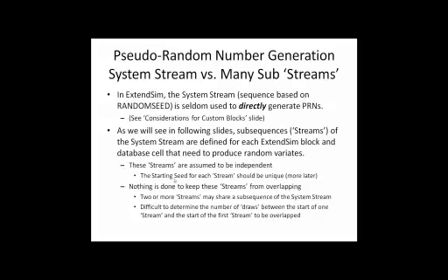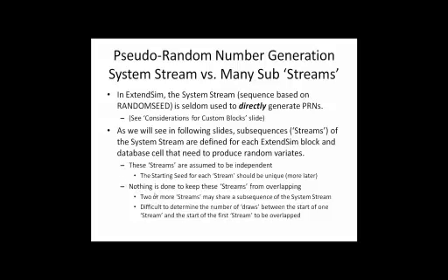And the assumptions, or some of the assumptions around that, is that each of these streams should be unique. They should be unique from each other in the sense that since they have a different starting point in the system stream, they'll generate a different sequence of random numbers than any other.